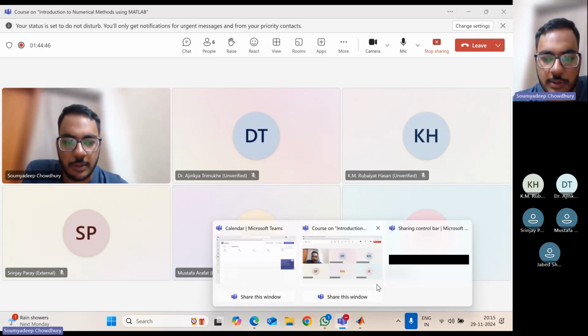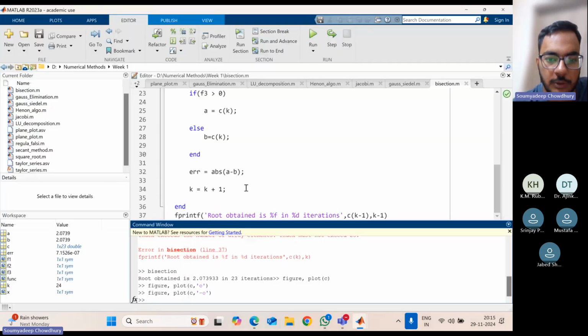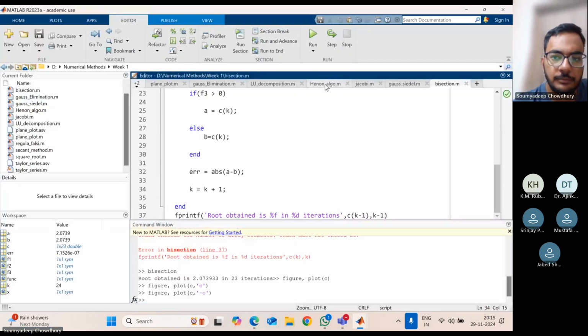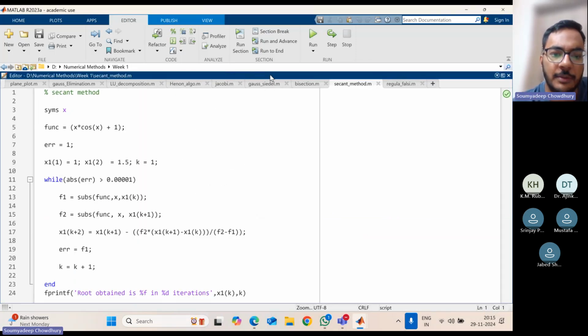So time is there, so for the secant method also, I'll show you the MATLAB code. Here you will do homework. You will do the regula falsi method. So this is the code for the secant method. In the secant method, everything will be the same, just there will be two initial guesses, right?